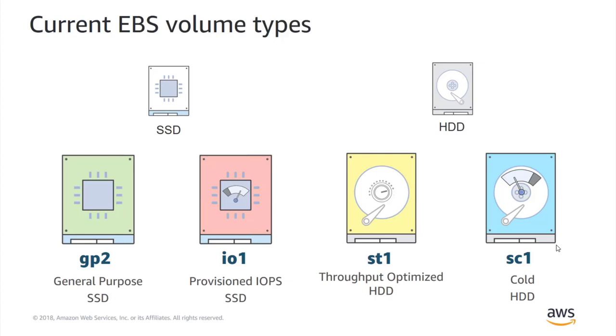For workloads that are more throughput-based, we provide the ST1 and SC1 volume types. A single ST1 volume provides up to 500 megabytes per second of throughput and is designed for active workloads. The SC1 volume type provides up to 250 megabytes per second and is designed for less intensive workloads.